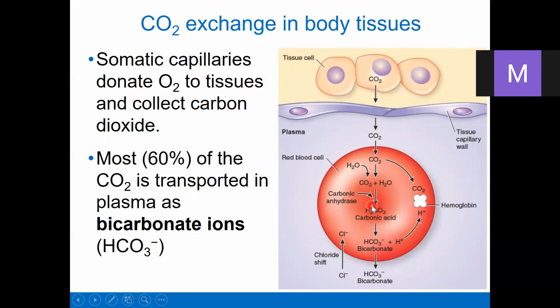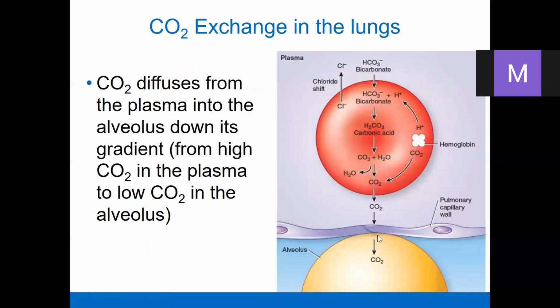Okay, once it reaches the red blood cells, there is carbonic anhydrase, which has a potent activity and converts it to carbonic acid, and then the carbonic acid is converted to bicarbonate spontaneously. About 60% of the carbon dioxide is transported as bicarbonate ions through our blood, in order to remove it from our body. Okay. Carbon dioxide exchange in the lung.